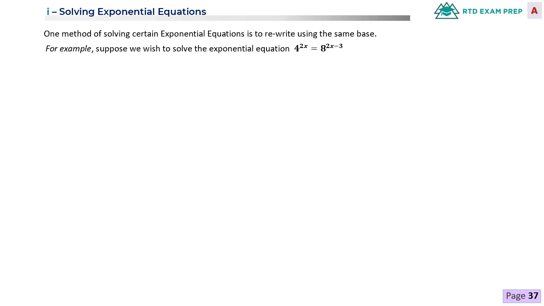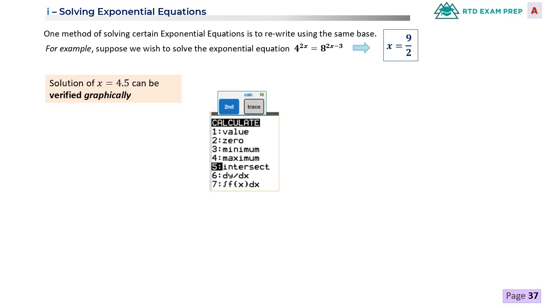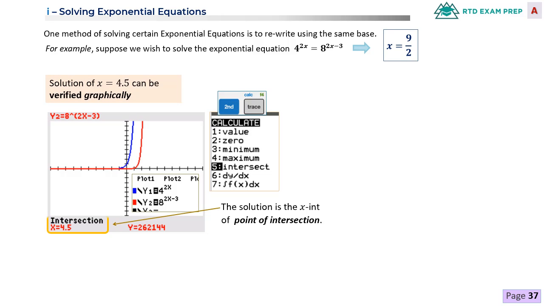Let's review how to solve an exponential equation graphically using our calculators. We'll use the same equation as in the previous example. By typing 4 to the 2x as the y1 function and 8 to the 2x minus 3 as the y2 function, we can find the solution by determining the point of intersection, and specifically its x-coordinate.